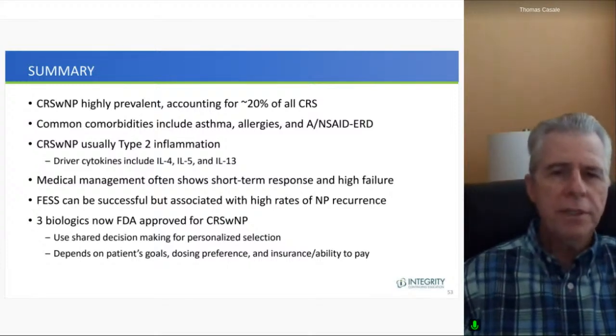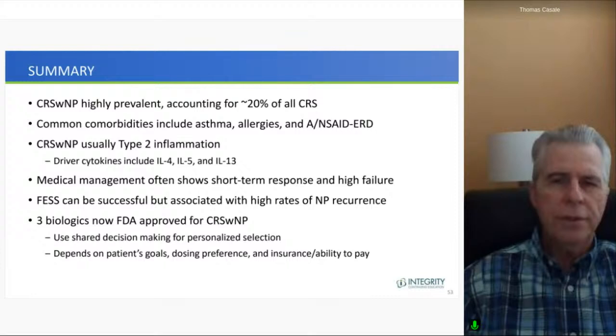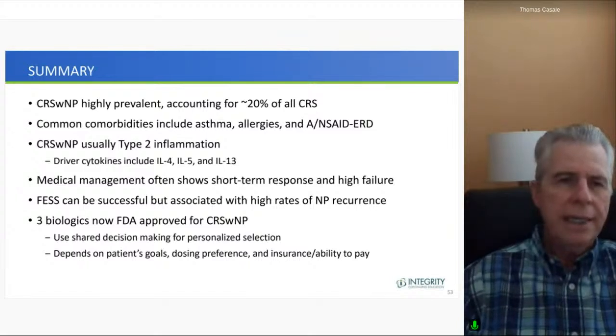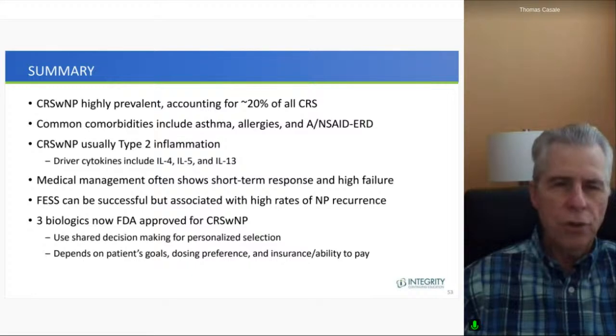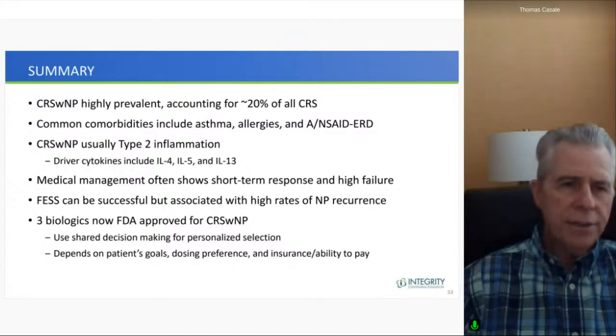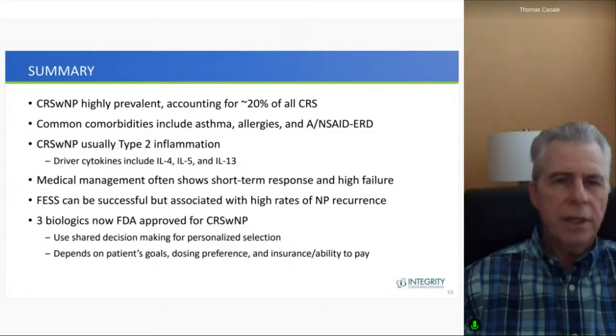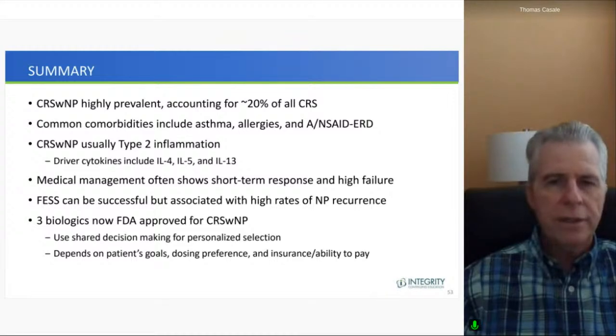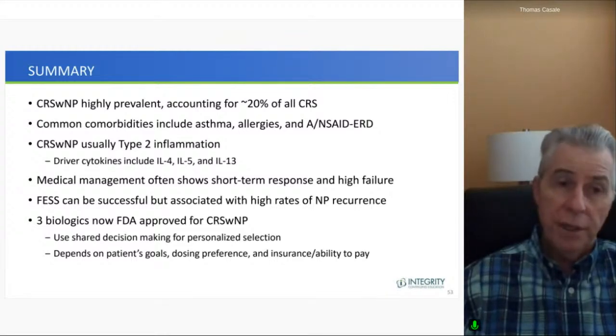Medical management often shows short-term response and high failure. And of course, we know there's a big downside in treating patients with bursts of corticosteroids, even short bursts, especially if they're older. Endoscopic sinus surgery can be successful, but you have that high rate of recurrence. So it's something to think about.